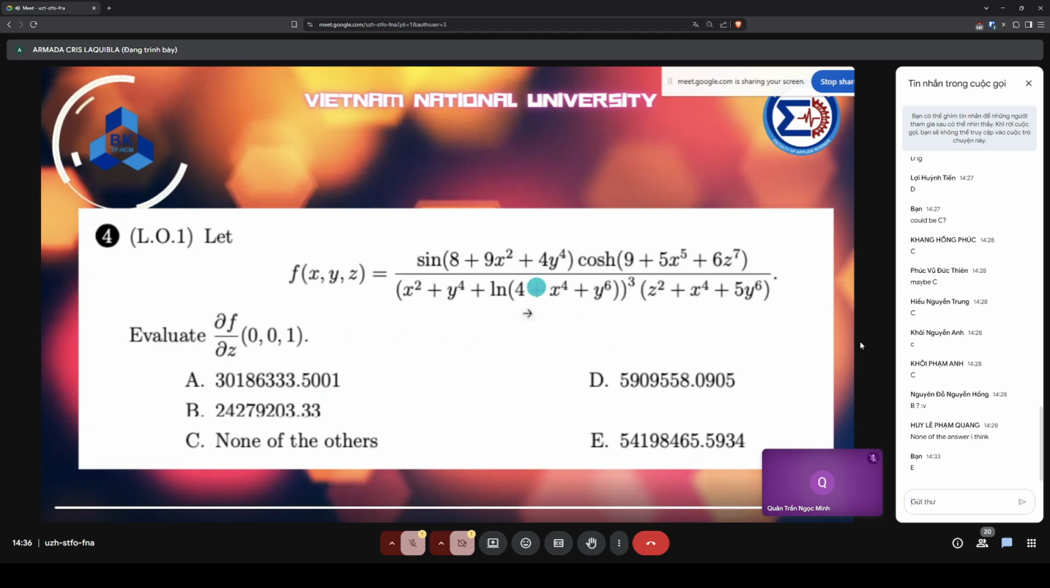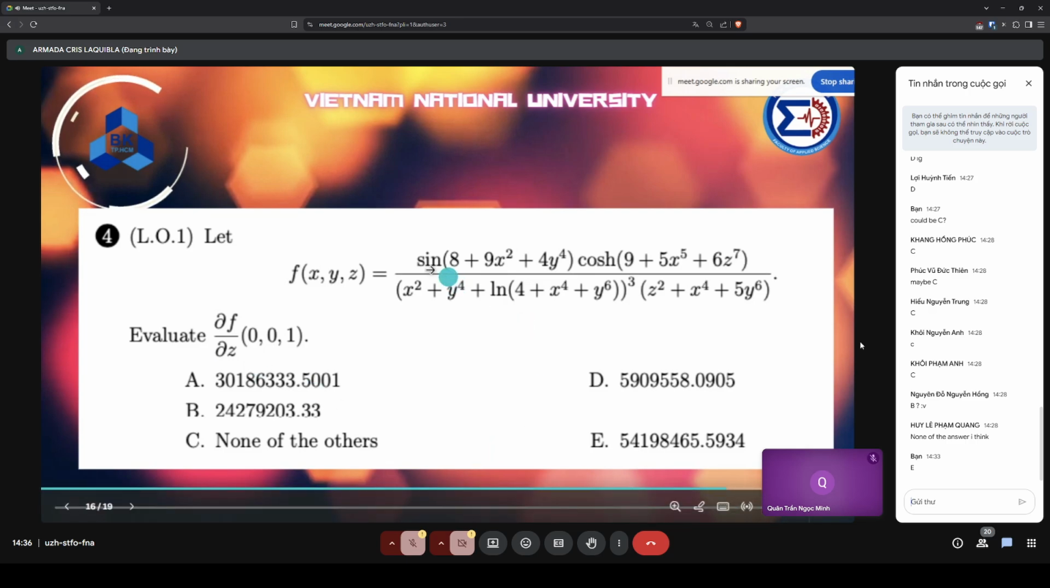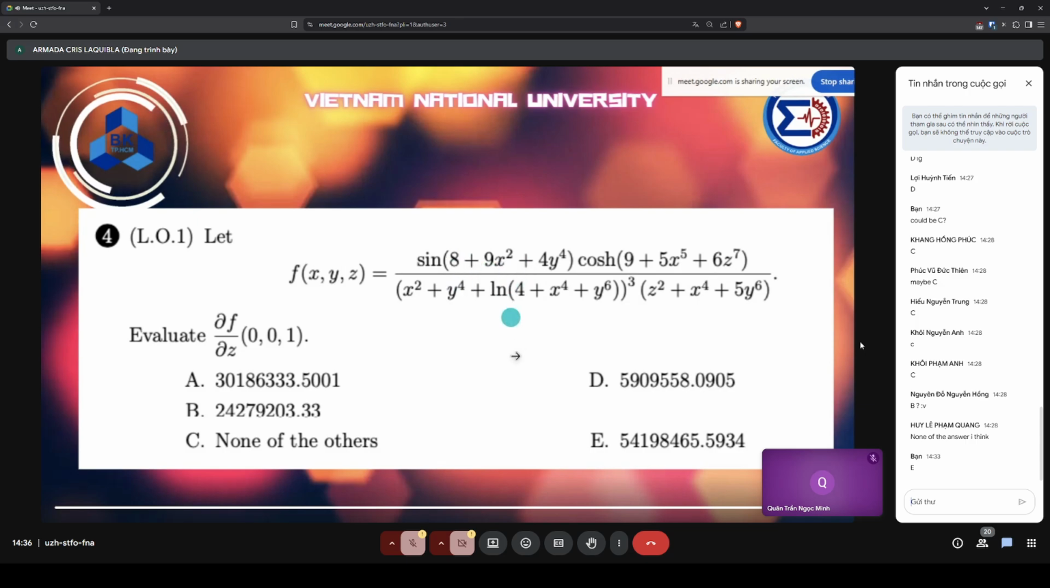The process of solving this is very easy since it is with respect to z. As you can see, the sine here has no z, so this is considered constant. This one also is considered constant, so just put it at the side. Now, here, cosh, there's a z inside, and here there's also a z inside.